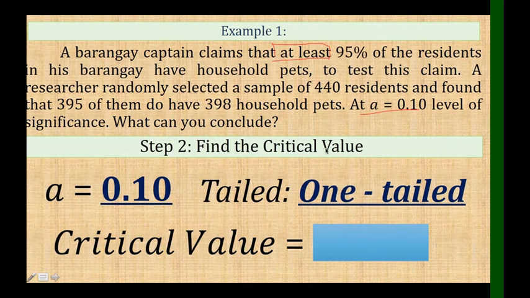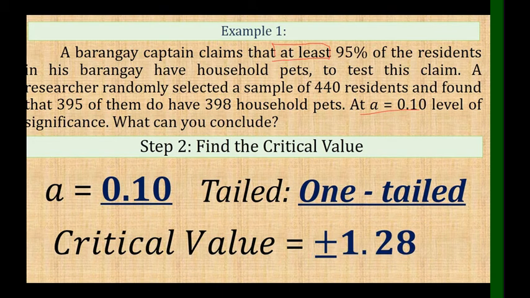For the critical value, we will look for the critical region that I presented to you a while ago. Looking at the one-tailed and 0.10, the critical value there is negative 1.28. So this is now our critical value that we will compare to our solved z for single proportion after this. So let's proceed to step number 3.